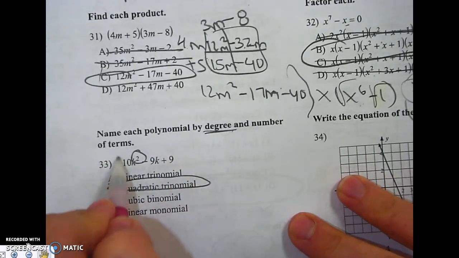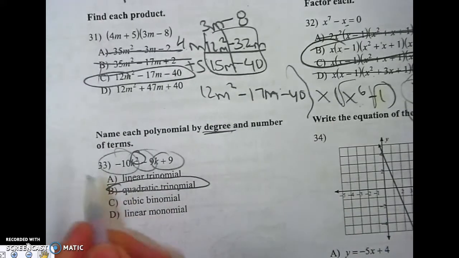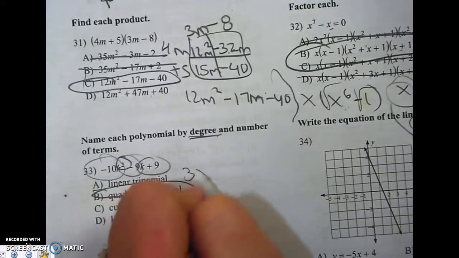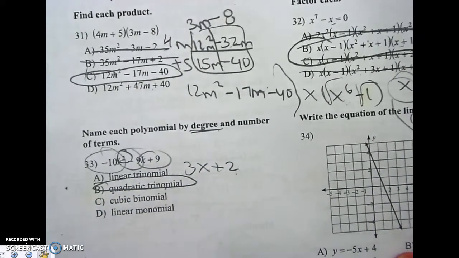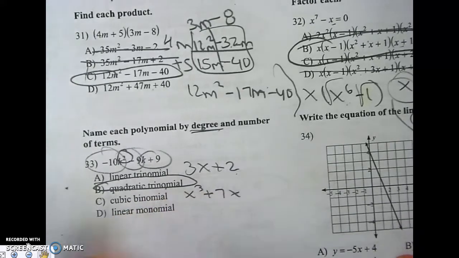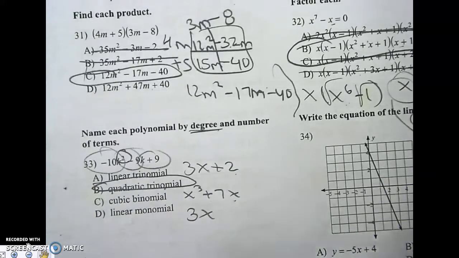And the number of terms, there's 1, 2, 3, so that's a trinomial. A linear trinomial would be, well, you can't do a linear trinomial, it doesn't make sense. 3x plus 2, I don't know, you can't do a linear, because that's a linear binomial. A cubic binomial is like x cubed plus 7x, because there's two of them. A linear monomial would be like 3x.